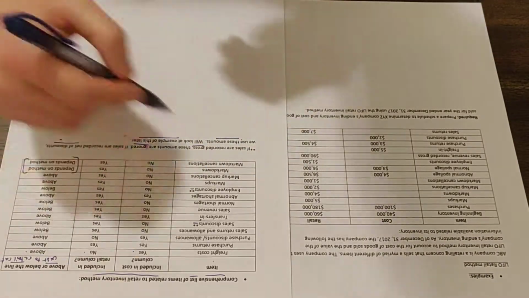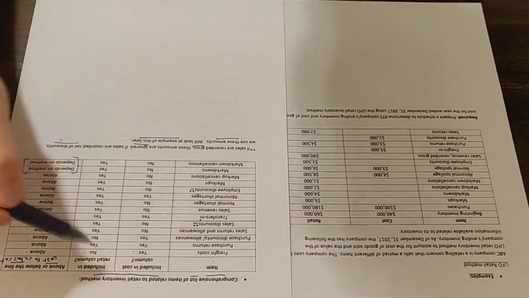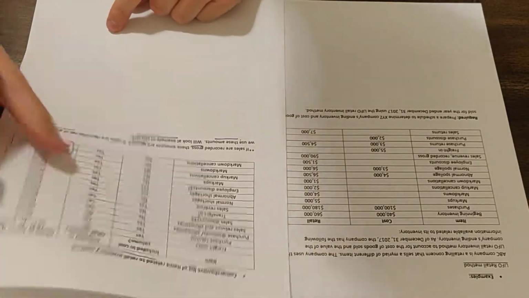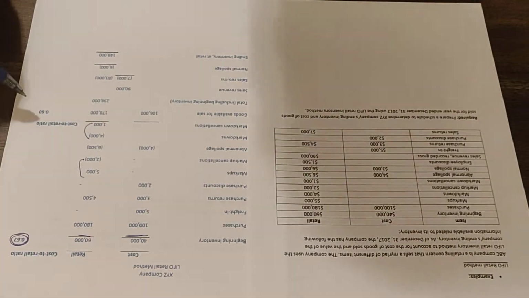So this is one of the few areas of the class where you almost have to memorize this chart and know exactly where these items go, whether they're included in the cost column, whether they're included in the retail column, and whether they go above or below the cost to retail ratio line.